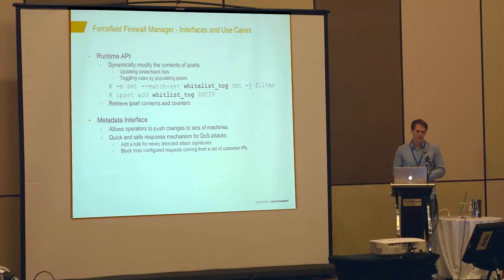The last API that I talked about is the metadata interface. This allows operators to push changes out to a set of machines. So they can say, all these machines, I want to add this rule to them. And it's a quick and safe way for us to react to any sort of attack we're seeing on the network. We try to have around a 5-minute timeline to get this data out. So by the time the operator pushes the button to send this out, roughly 5 minutes, it will have propagated to all 160,000 machines.